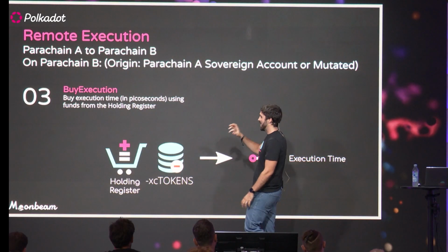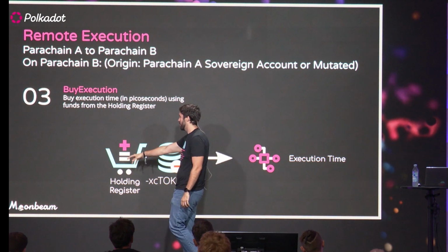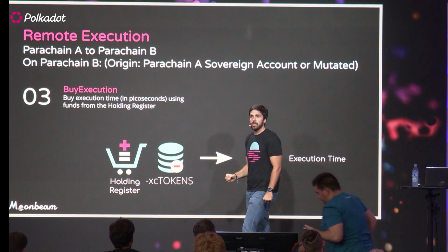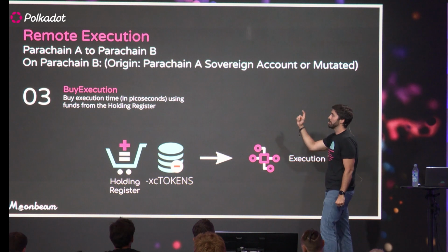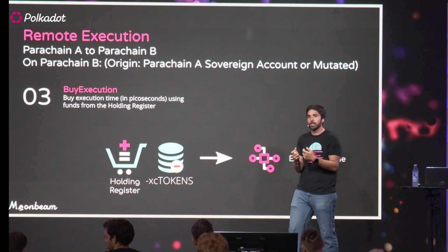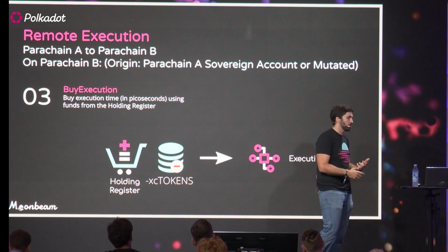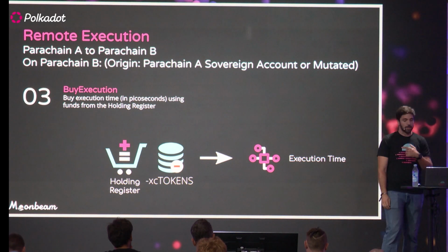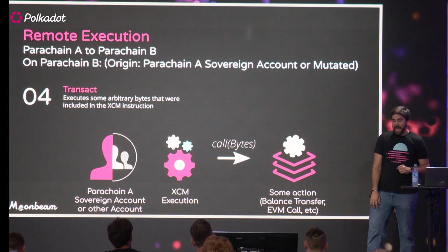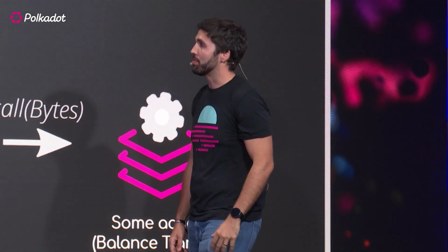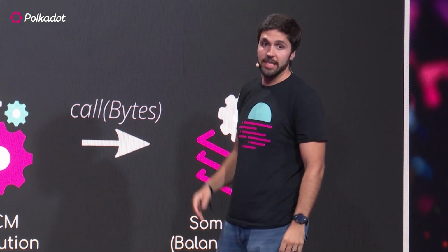The next instruction, once again a combination of XCM instructions, is going to use that money in the bucket, in the shopping cart, to buy execution time. We need to buy execution time on parachain B because we're executing something. We're taking block space or block usage, right? And so this instruction helps us do this. And then last but not least, well, I wouldn't say the most important, but one of the crucial instructions is transact.